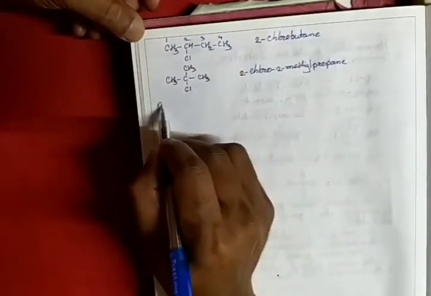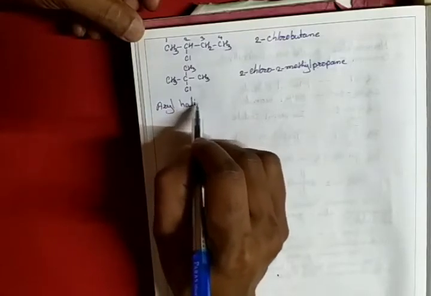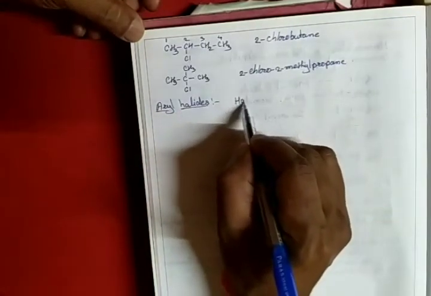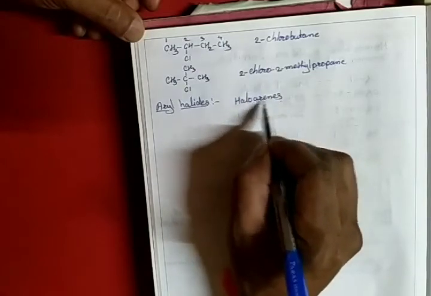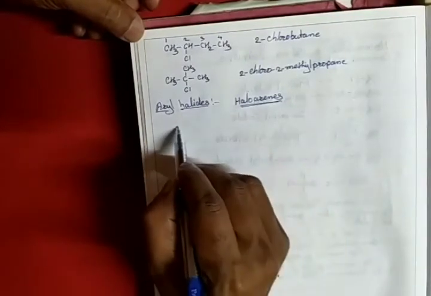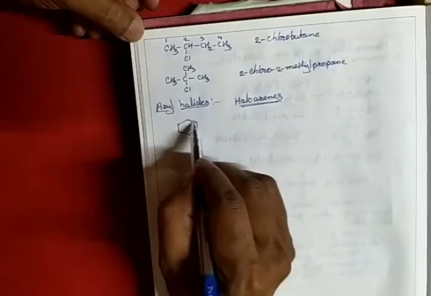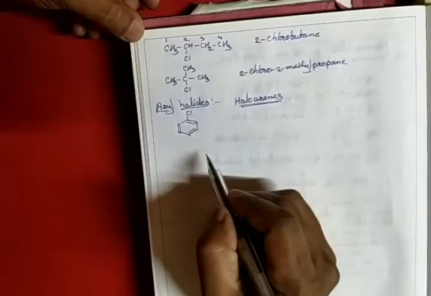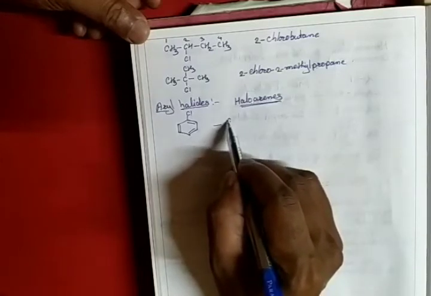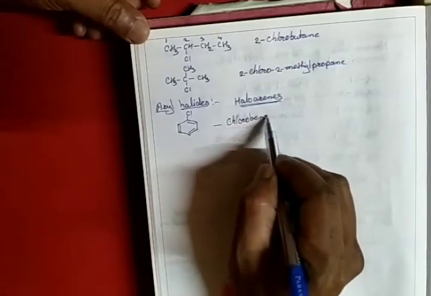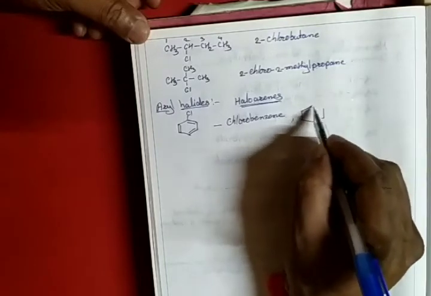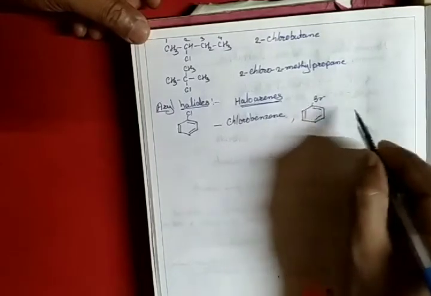Now in the case of aryl halides, as I said, aryl halides are called haloarenes. In the common as well as the IUPAC system, aryl halide is called haloarene. Suppose we have an aryl halide, we give its IUPAC name as chlorobenzene. Then this is bromobenzene.